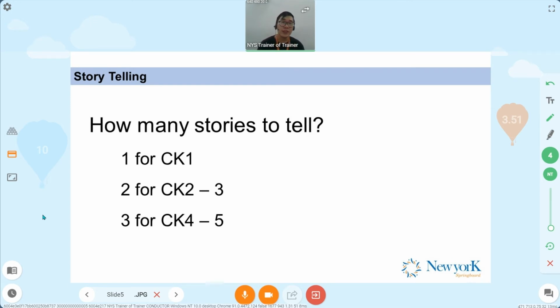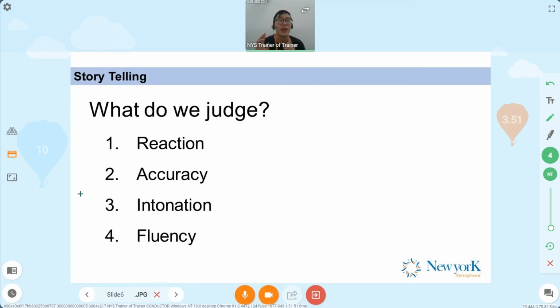Alright, once we're done with all the first three in-class steps, get to know, vocabulary, storytelling, the next one is we're gonna be judging them. We're gonna be judging them with four categories when they're doing storytelling. One is reaction, two is accuracy, three is intonation, and four is fluency.